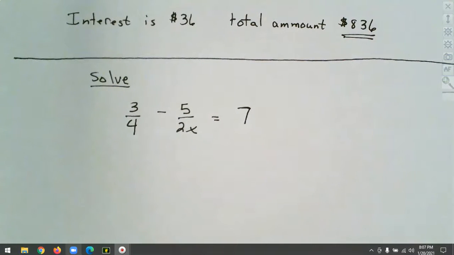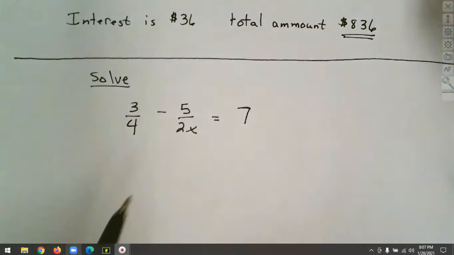Now this one's a little bit different. Why is this one different? Well, in this case with these fractions, our second fraction right here is 5 over 2x. It has an x down below. So we need to learn how to clear out that x in all the fractions.